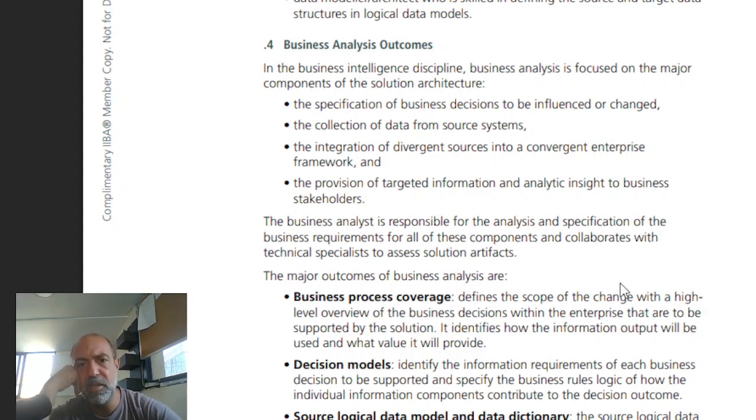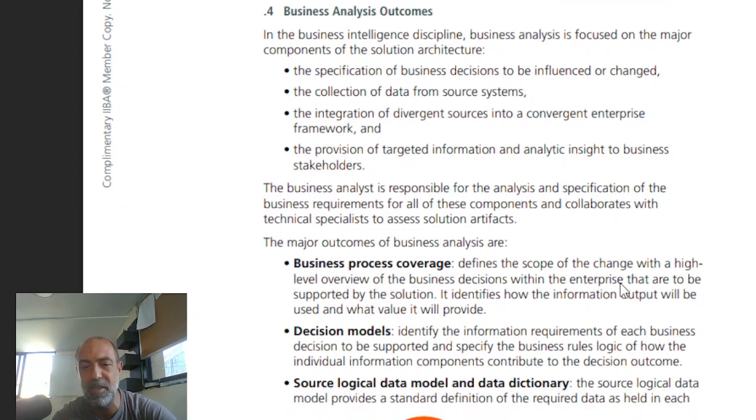Business analysis outcomes in the business intelligence discipline: business analysis is focused on the major components of the solution architecture. The specification of business decisions to be influenced or changed, the collection of data from source systems, the integration of divergent sources into a convergent enterprise framework, and the provision of target information and analytic insight to business stakeholders.